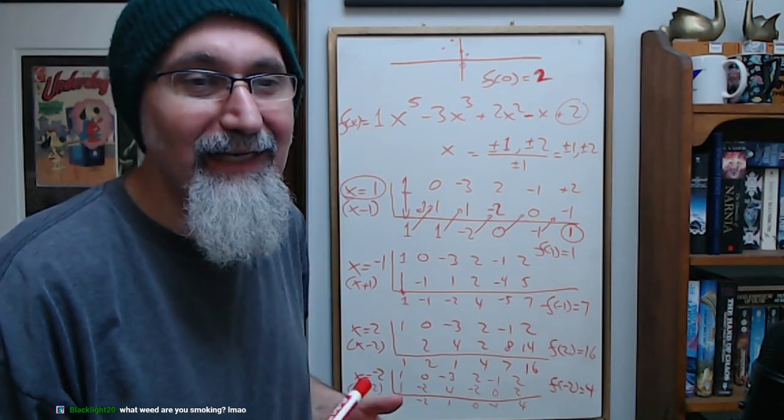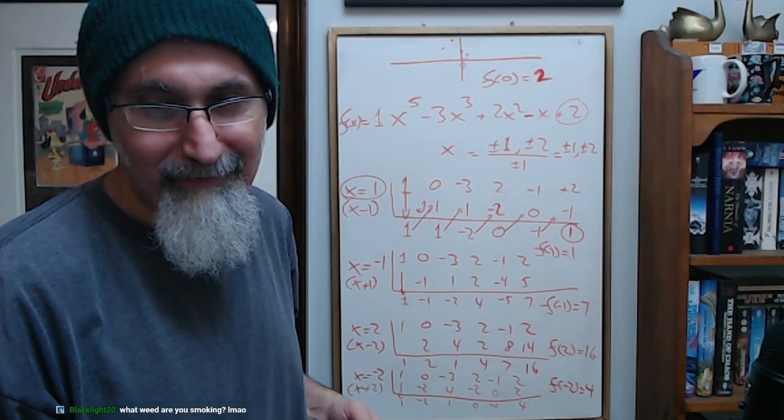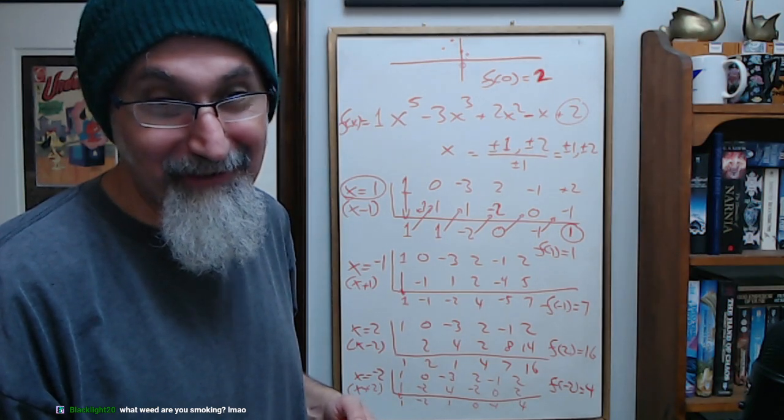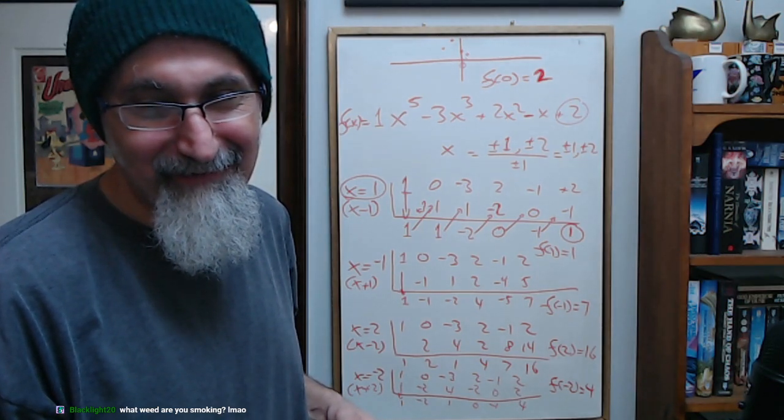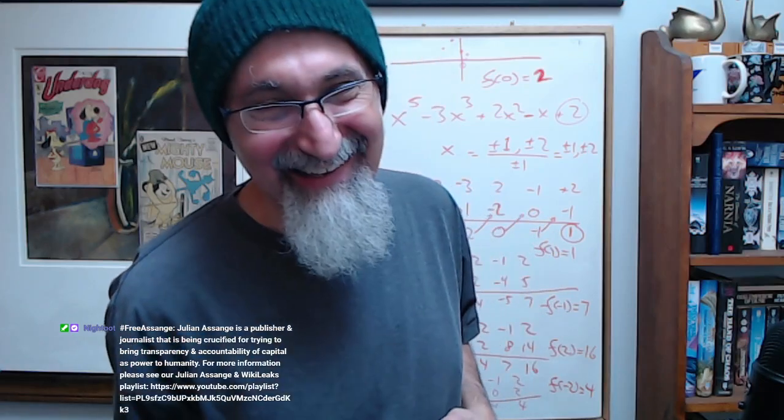Pascal. Oh, Pascal's triangle. That's right. That is meditation. It is. Black light. Turn off the black light, man.